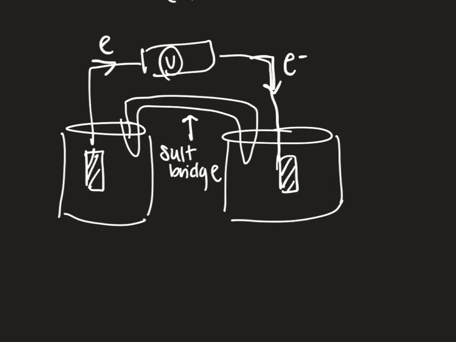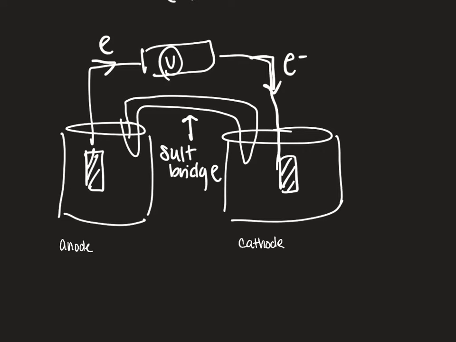So we have electrons flowing. It doesn't matter what type of cell you're talking about, electrons always flow from anode to cathode. The biggest difference we're going to see is if our anode is positive or negative, or if our cathode is positive or negative. But electrons always flow the same way.